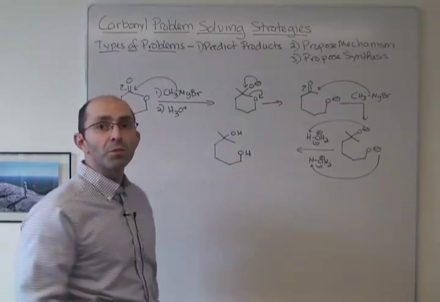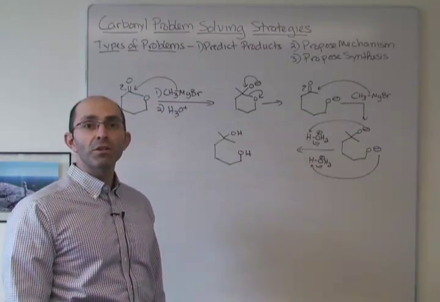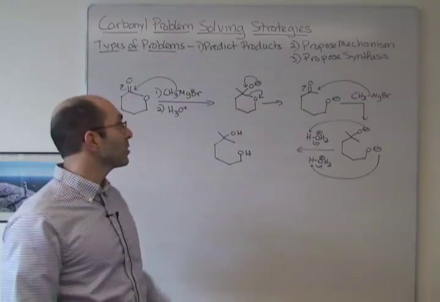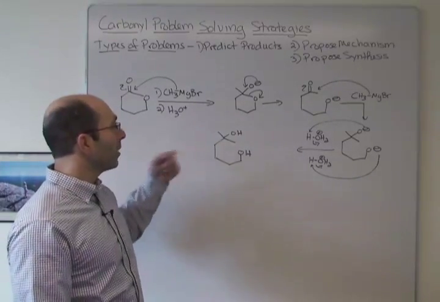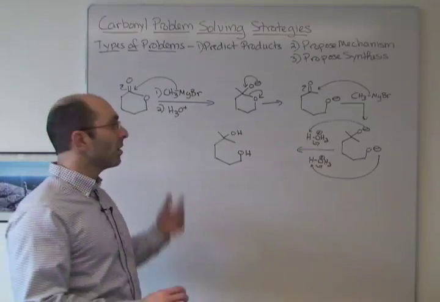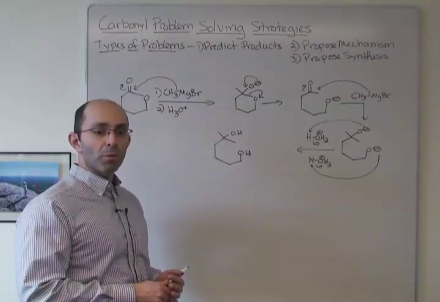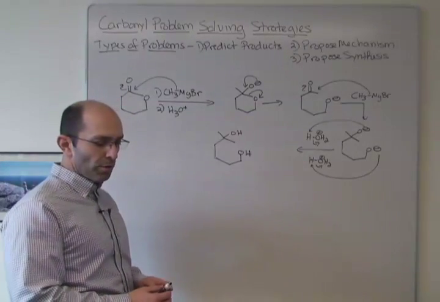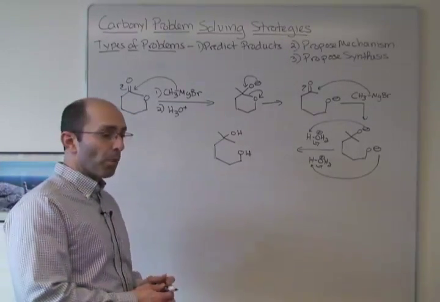So a pretty interesting reaction in which we had a cyclic ester, and now we've converted it into a diol upon reaction with methyl magnesium bromide to add 2 methyl groups. Okay? So again, working through our strategy for predicting products. All right, what I want to do now is to work through how you provide a mechanism and how you propose a synthesis.